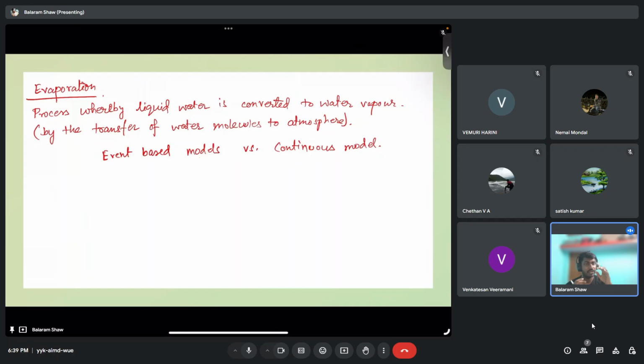Okay. Next factor is air and water temperatures. We know if the temperature is more, evaporation will be more. The rate of evaporation will be more from both the air and water if the temperature is higher. Okay. Next factor will be the size of the water body.